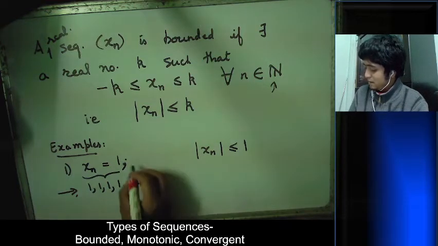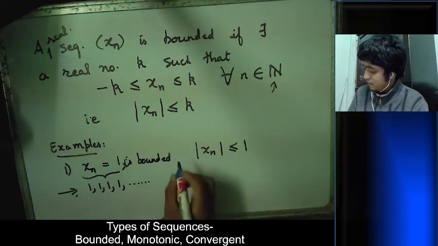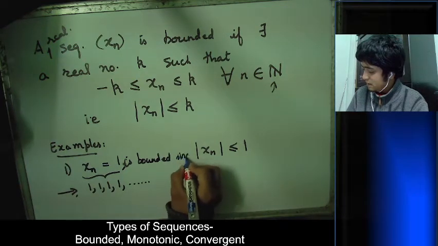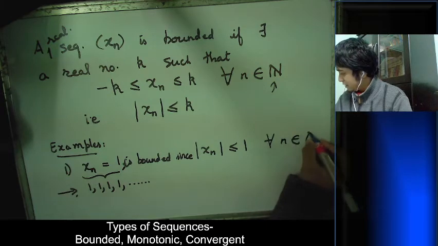Okay, it's bounded since for all n belongs to N.